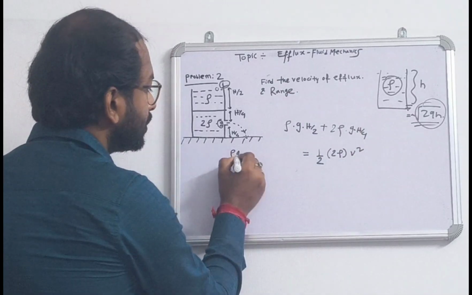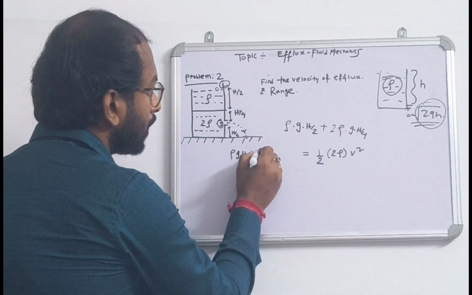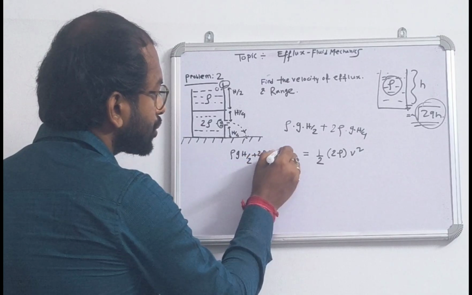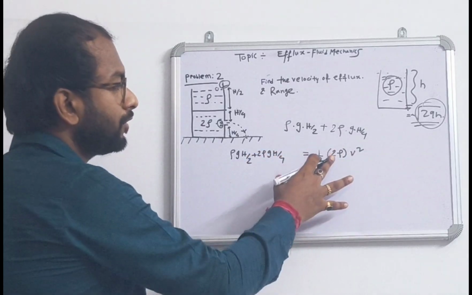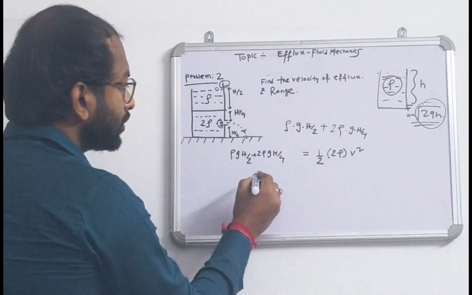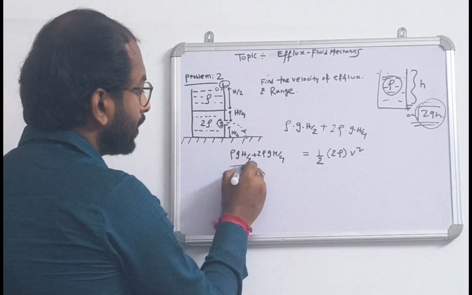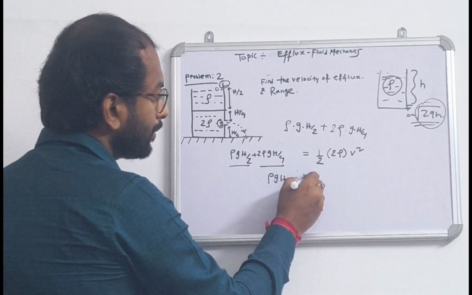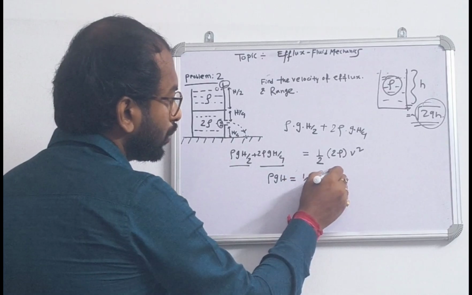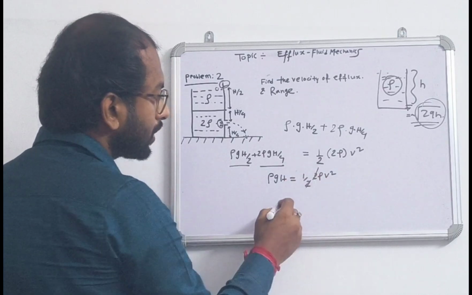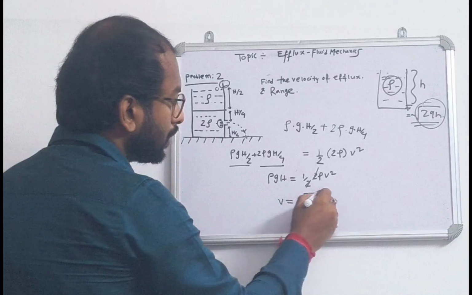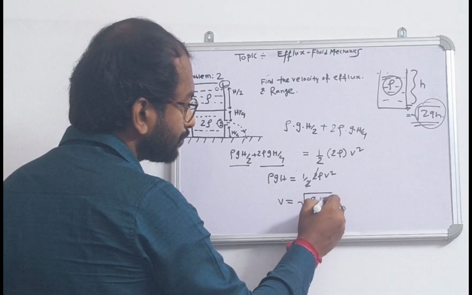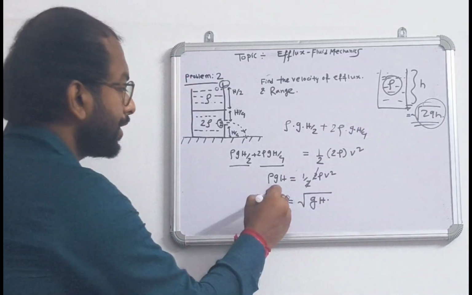So see, rho g h by 2 plus 2 rho g h by 4 is equal to half of 2 rho into v square. So this we can solve. This is rho g h by 2, this is also rho g h by 2. So this is rho g h, that is becoming half of 2 rho into v square. The 2 will cancel and v is equal to root over of g into h. That is the efflux velocity.